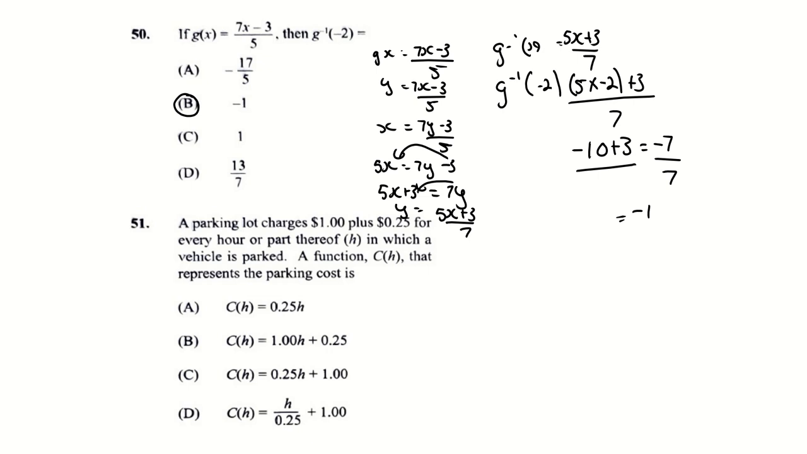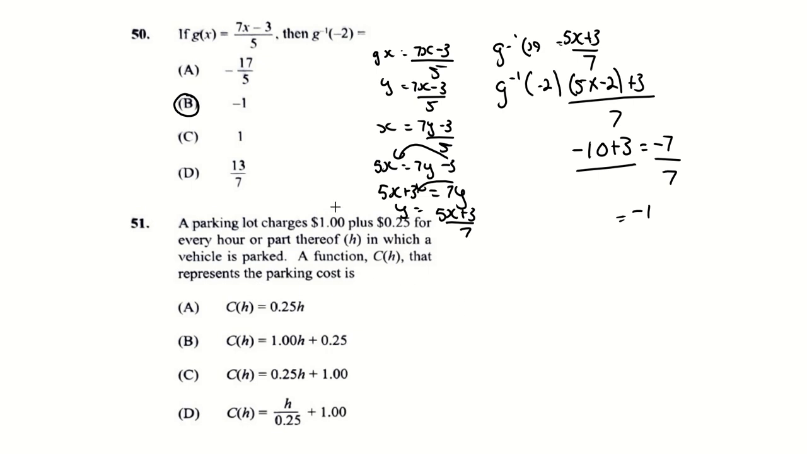A parking lot charges $1 plus 0.25 for every hour. So it charges $1 plus 0.25 for every hour in which the vehicles pass. The function C of H represents the parking cost.